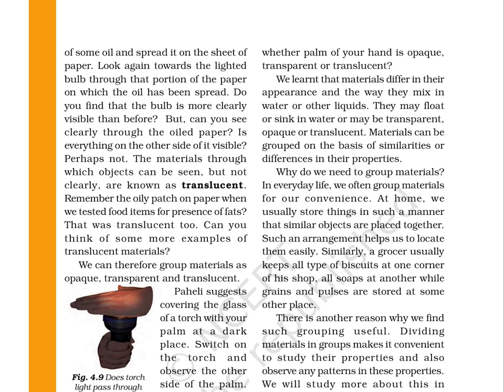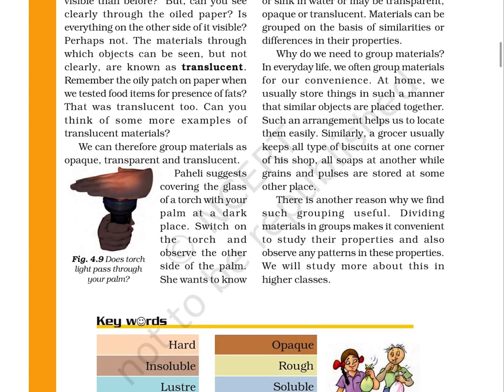Why do we need to group materials? In everyday life, we often group materials for our convenience. At home, we usually store things in such a manner that similar objects are placed together. Such an arrangement helps us to locate them easily. Similarly, a grocer usually keeps all type of biscuits at one corner of his shop, all soaps at another, while grains and pulses are stored at some other place.